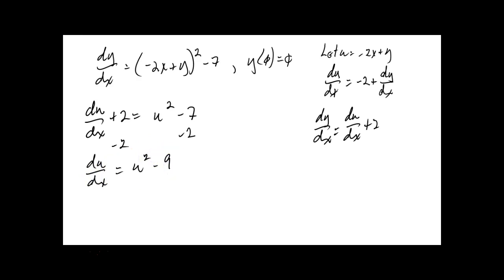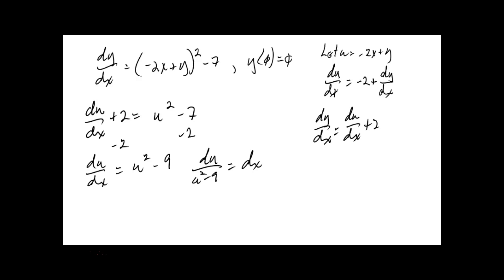Okay? Now what? Absolutely. Separate the variables. It gives you du over u squared minus 9 is equal to dx, right? All right, write it in differential form. You don't want to have a dx. No, that's what it seems like you're doing. Okay, I'll do the right-hand side. How do you do the left-hand side?